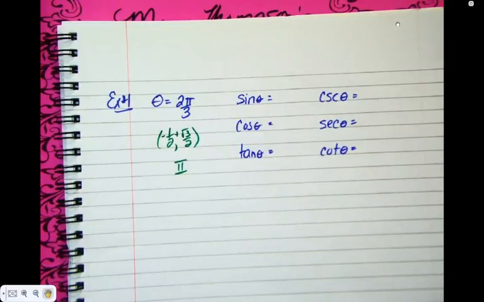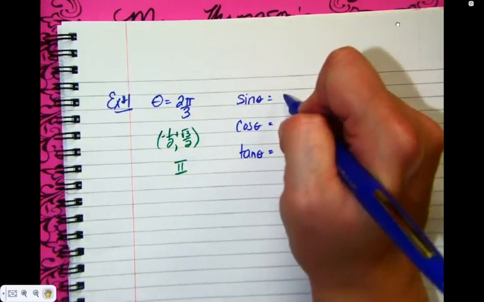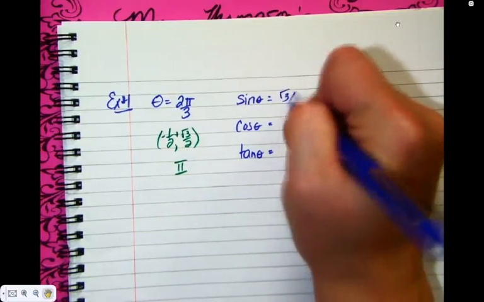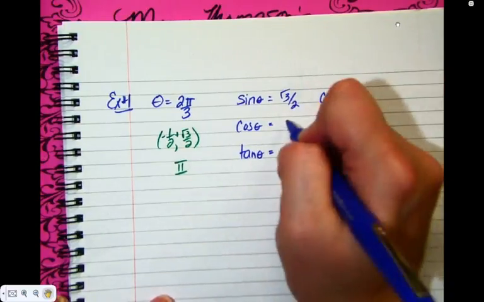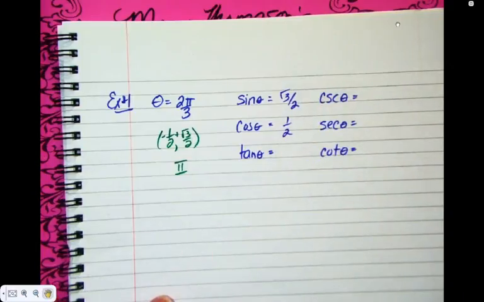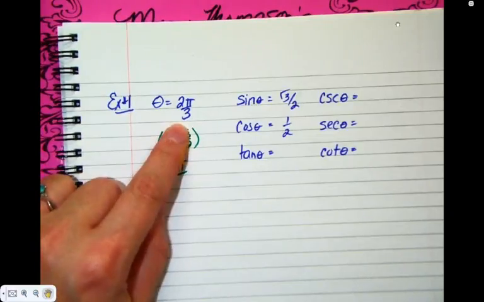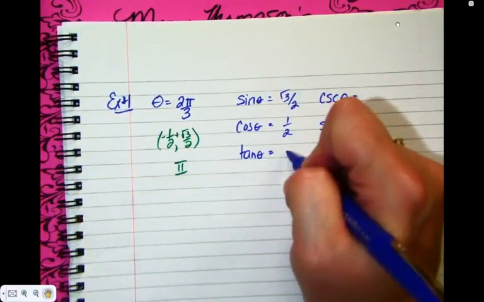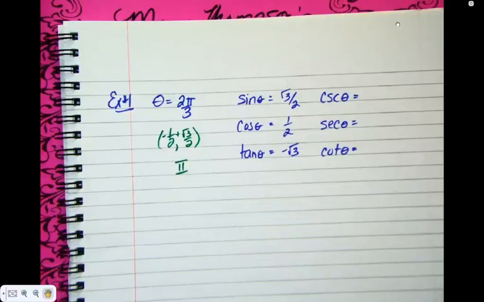So what is the sine of 2 pi on 3? What is the cos? Tan you've either memorized or you're going to take those coordinates and divide them and do all the work. If you've memorized the pi on 3 family, the tan value is negative root 3. Why is it negative? Because quadrant 2. Okay, so we've done this. That's just picking right off the unit circle.